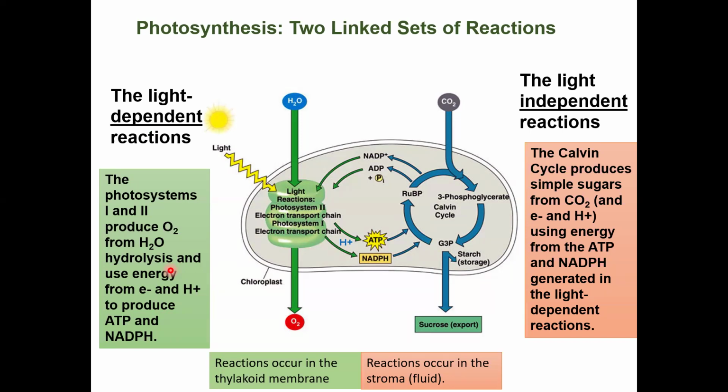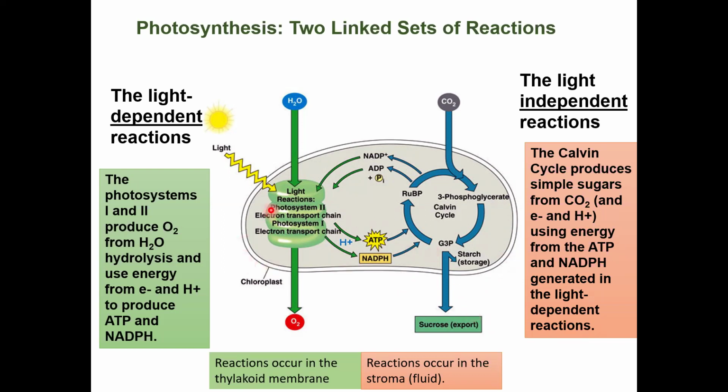And then with the light-independent reactions, there is a certain set of reactions called the Calvin cycle. And what happens in this cycle is we produce simple sugars from carbon dioxide, using the energy from the ATP and the electron carrier that was generated in the light-dependent reactions, and go from there in making sugars and all that fun stuff to create more energy.